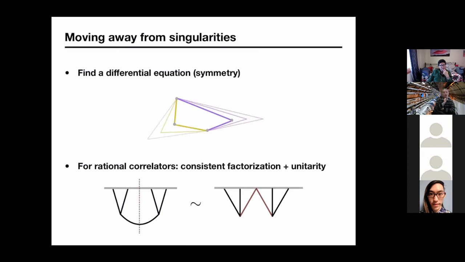Okay. All right, so what are the types of ways that you could imagine moving away from these singularities? So I'm going to focus mostly on the first one, but I'll say a little bit about the second one later on.